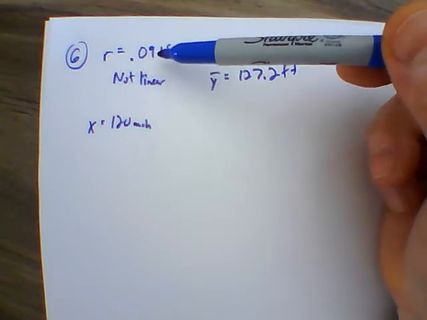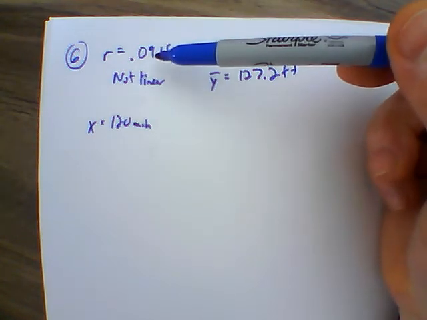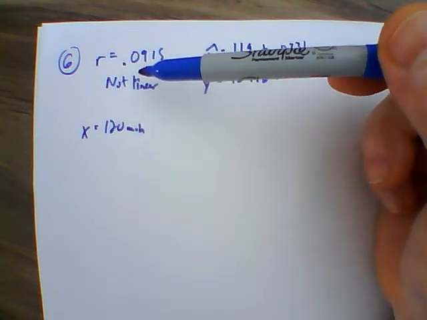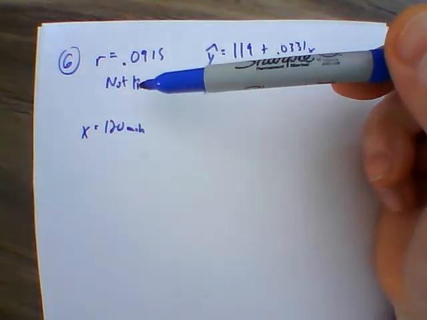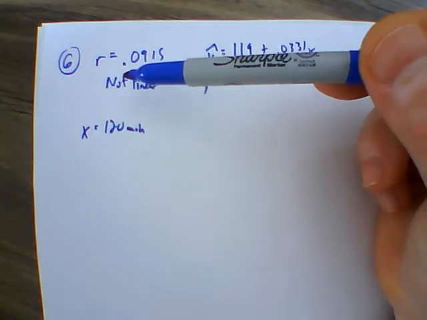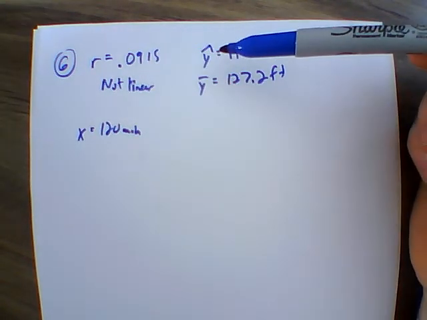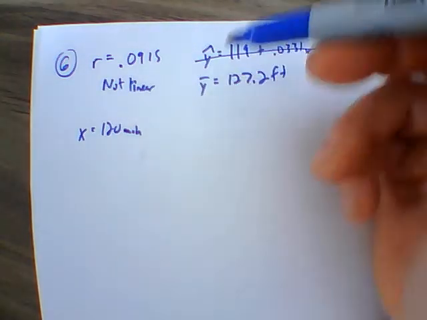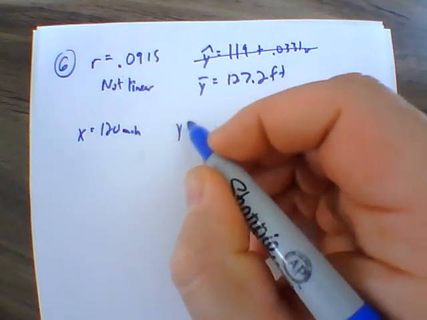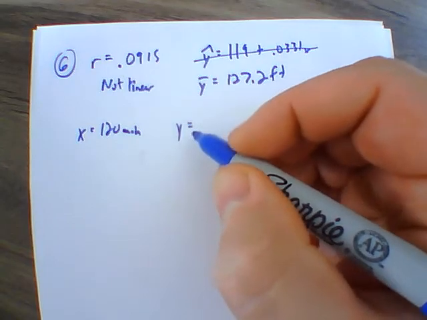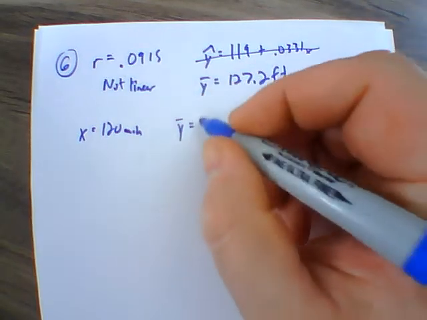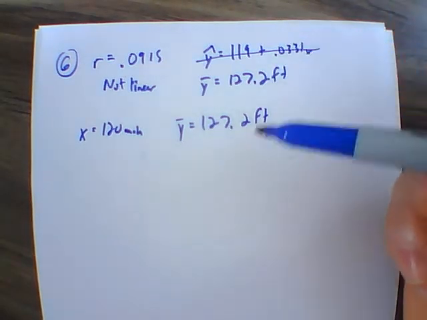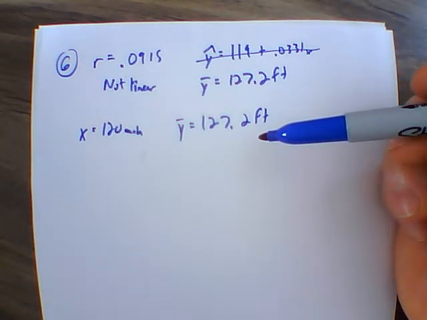They tell us to predict the height. Now once again, because this R value was so low, this residual value here was so low, we talked about it being not linear. So because it was not linear, we're not going to use this linear line. We would state that our best indicator for a y value here would be our y bar of 127.2 feet. So this is our best predicted height.